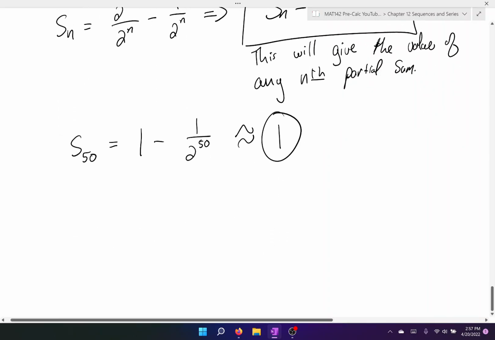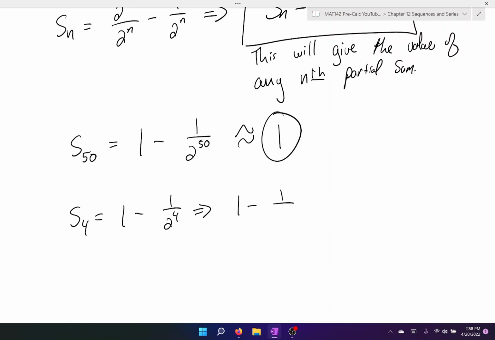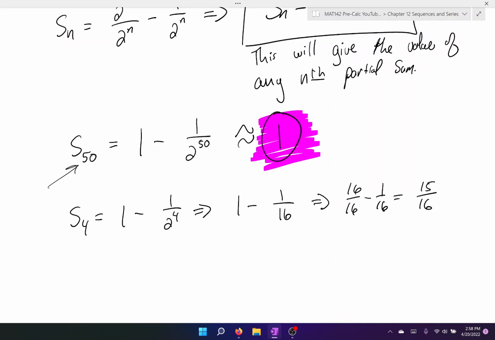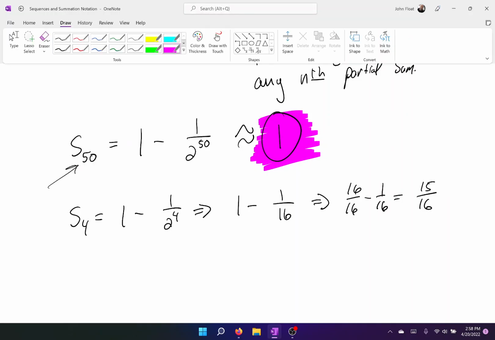But if you wanted to, you can easily just do the partial sum S4. That would be 1 minus 1 over 2 to the 4th, which is 1 minus 1 over 16. If we combine these two numbers, it would be 16 over 16 minus 1 over 16, which is obviously 15 over 16. So as the partial sums get larger and larger, it looks like the value of the partial sum itself is approaching the number 1. So we call that converges. And you're going to be seeing that a lot, especially in Calc 2. Okay?